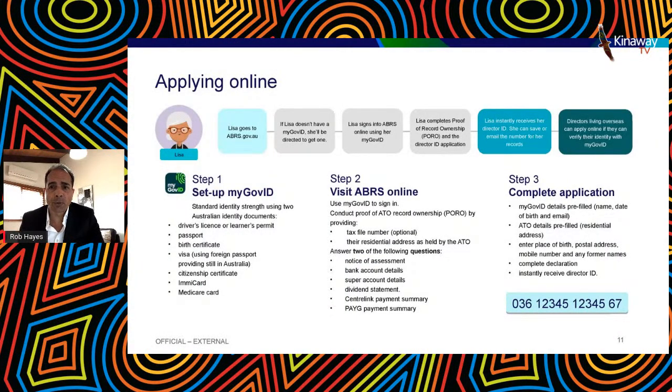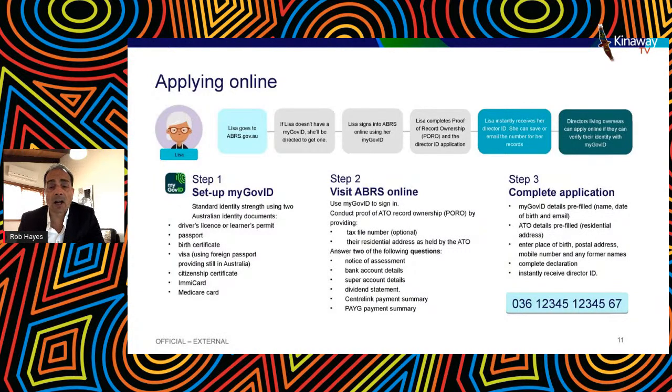I'll quickly step through the how to apply process. As I mentioned, using your smart device, you'll need to firstly set up a MyGov ID. MyGov ID is different to MyGov. Many of you may well be familiar with the MyGov service, especially here in Victoria. Many of us here in Victoria have our vaccination certificates stored in our MyGov service. MyGov ID is a different service.